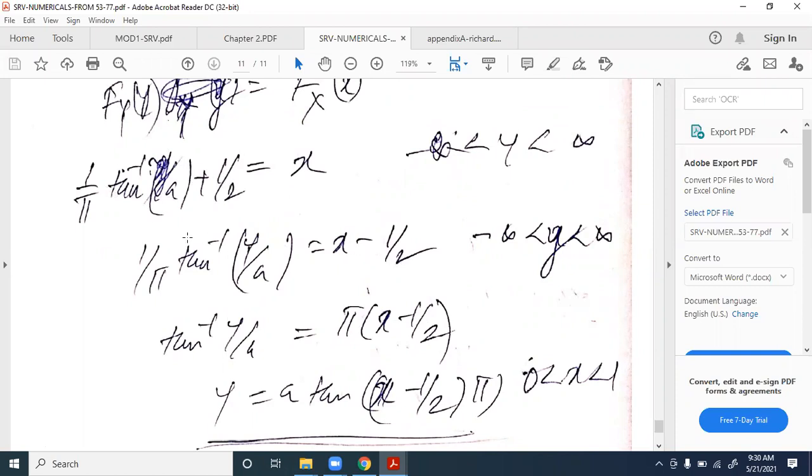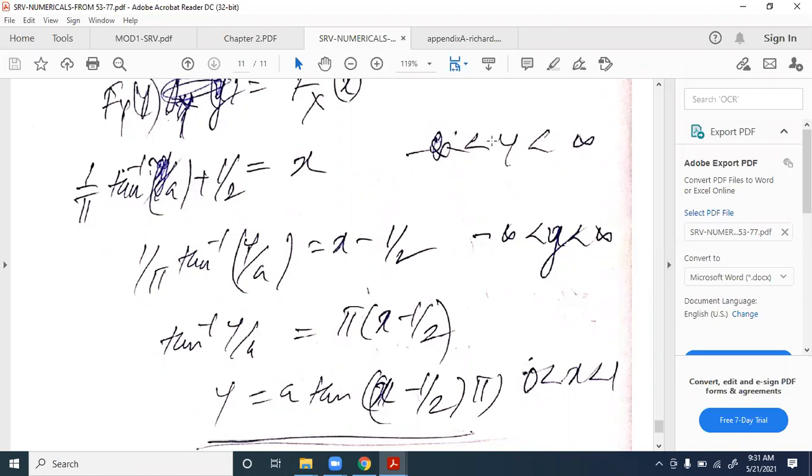We'll get 1 by pi tan inverse of y by a is equal to x minus half. Okay, pi we can take on the other side. Then tan inverse of y by a is equal to pi times (x minus half). Y by a will be equal to tan of pi multiplied by (x minus 1 by 2), and y itself we need to take on the other side. We'll get the value of y is equal to a into tan of (x minus half) pi, where we need to substitute the value of x here.